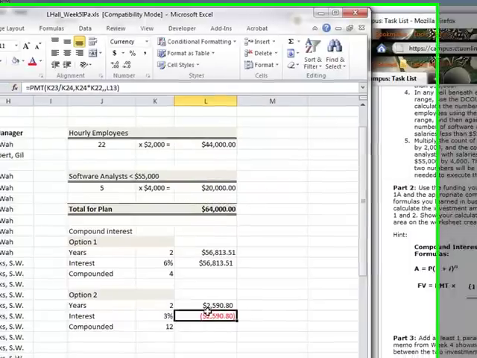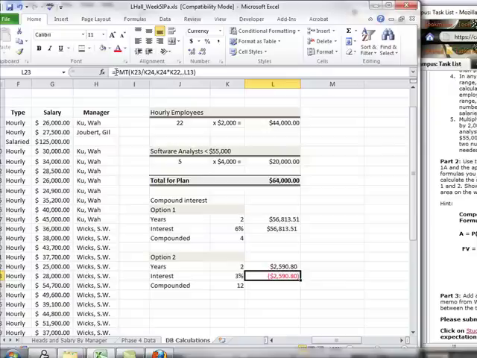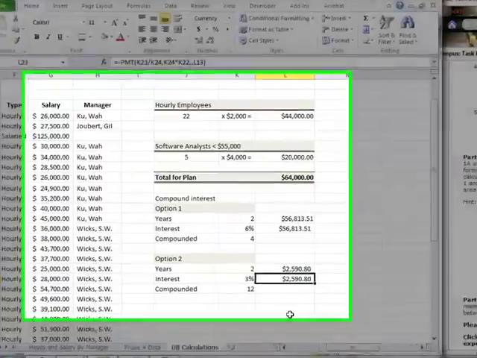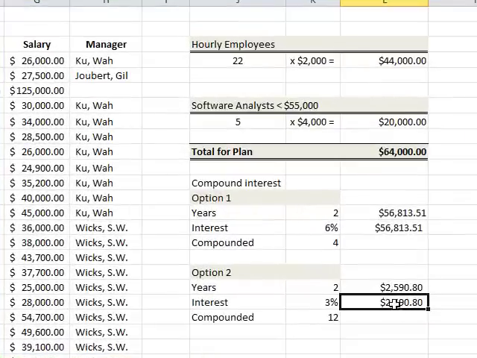Again, look at that. Our numbers match. Now, notice again we've got that negative number. So we're going to put a negative in front of that, and 2590.80. We end up with the same number, so that seems to work okay. If you get the same number, that means you probably did it right, so we feel pretty good about ourselves. Great job. Way to go.